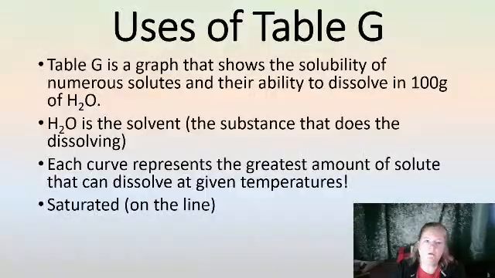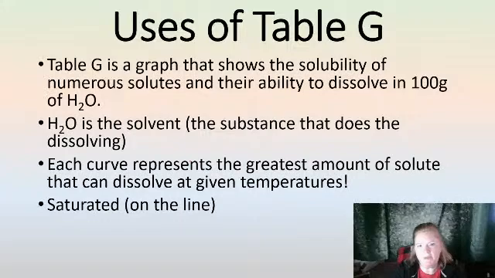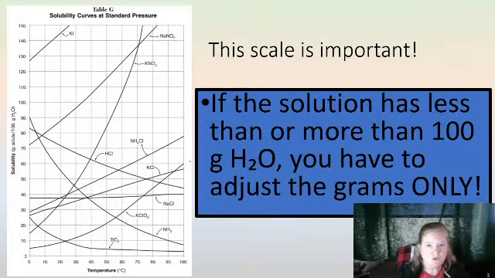Table G has a lot in it, so it talks about solubility. I'm going to show you something to remember about the graph in a moment. This all talks about water as the solvent. When you have something saturated, it's going to be on the line. So when we look at the graph, I'll show you. Here is what is important.